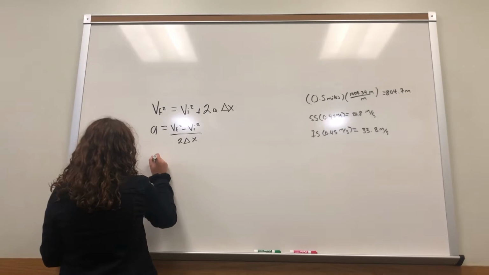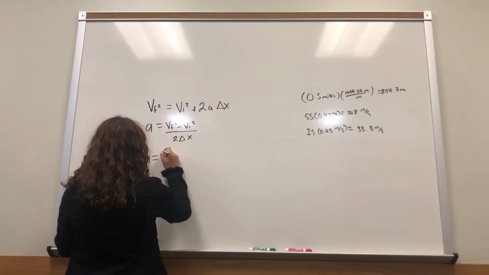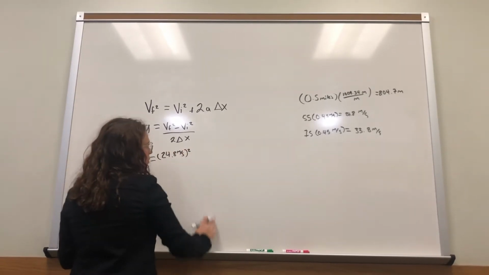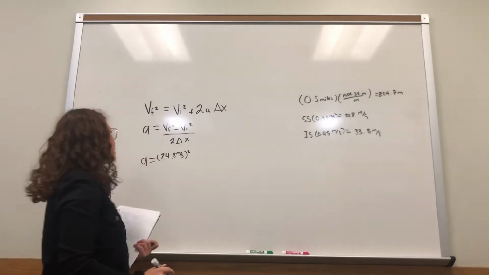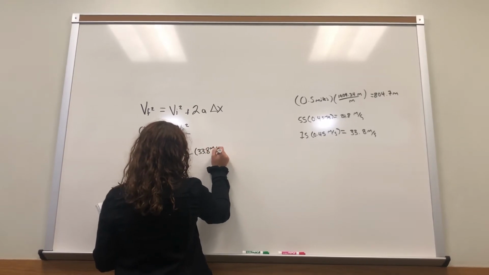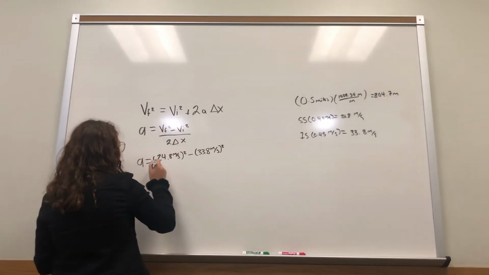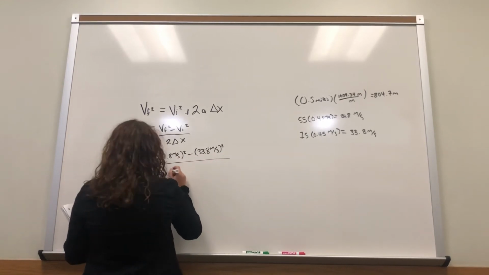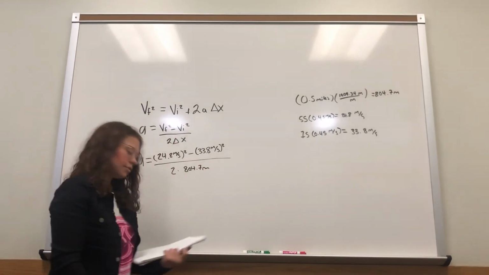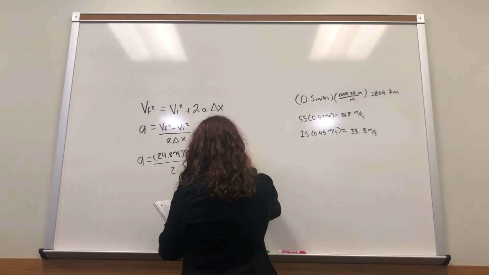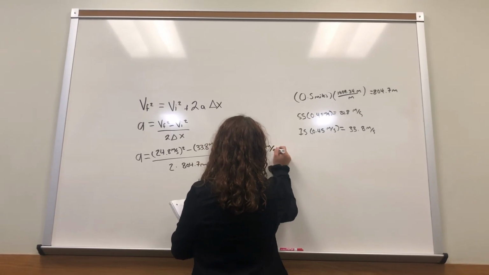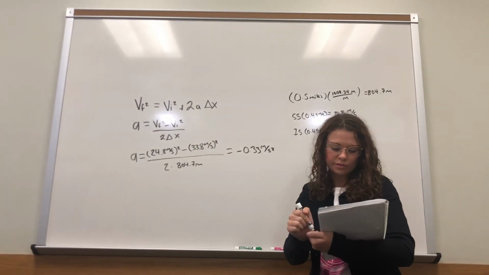So we get acceleration equals 24.8 meters per second squared, because our final velocity is the 55 miles per hour since we're slowing down, minus 33.8 meters per second squared because we started out at 75 miles per hour, that's our initial velocity, over 2 times 804.7 meters because that's how long she has to slow down, and that gives us an acceleration of negative 0.33 meters per second squared, which makes sense because since we're slowing down, our acceleration needs to be negative.